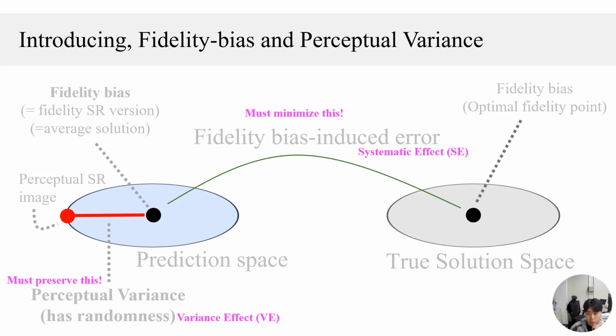From now on, we'll refer to this perceptual variance-induced error as the variance effect, VE, and the fidelity bias-induced error, which is the systematic effect, as SE. Overall, we are claiming that we must preserve VE while minimizing SE. Thus, we'll show that current approaches are failing to do this, and we will accordingly propose a method to achieve preserving VE and minimizing SE.